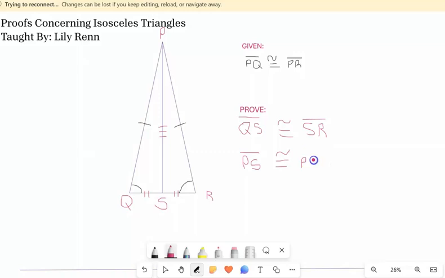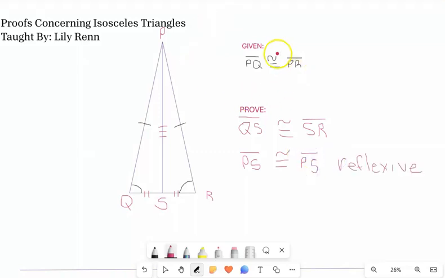Since both triangles have segment PS, it reflects. Since we can see that sides PQ and PR are congruent, segments QS and SR are congruent, and segments PS on both of them are congruent, this is three congruent sides. So this proves that triangle PQS and triangle PRS are congruent by using side, side, side. So we're going to write this out.